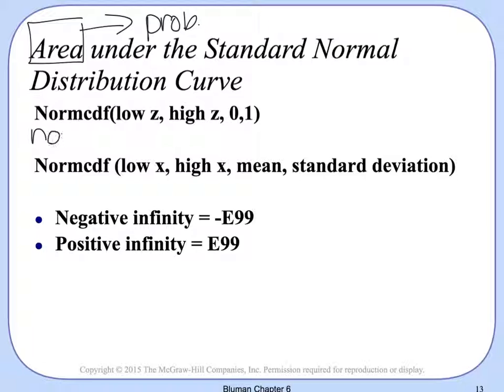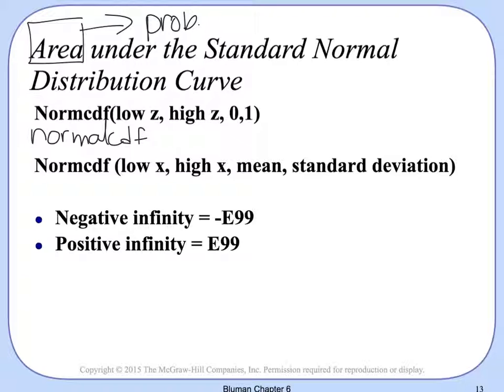So let me just get this in here right. Normal CDF. And then you put in the low z-score, the high z-score, and then the mean and the standard deviation are always going to be 0 and 1 if you're using a z-score, okay? For z-scores, that's what we have. So this is for standard, for z's.